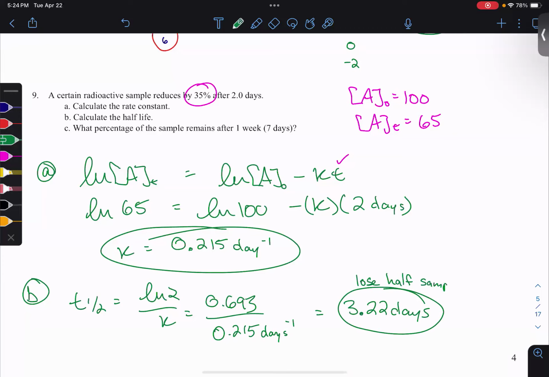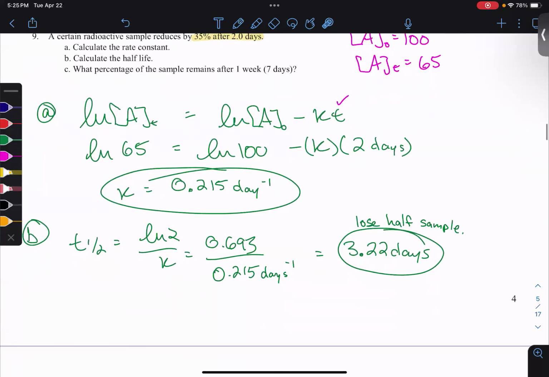For a second, let's just make sure this answer matches all the other information we were given. So if I gave you your sample reduces by 35% in 2 days, does it make sense for your sample to reduce by 50% in 3 days? Yes, that is good, right? Because if it was like the other way, then that would be all messed up, right? So we want to make sure that our answers match. All right, so that's our half-life, 3 and some change days. All right, what percentage of your sample remains after 1 week or 7 days? So there's a couple ways you can do this.